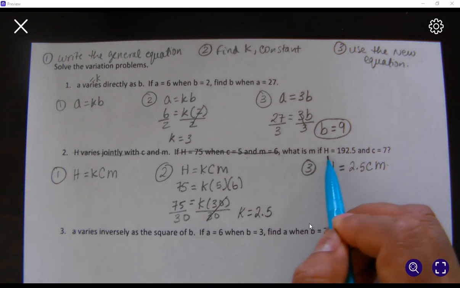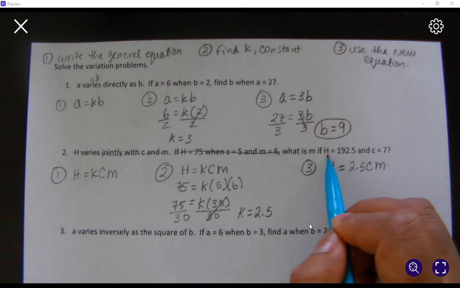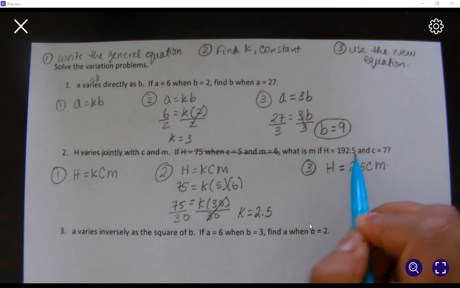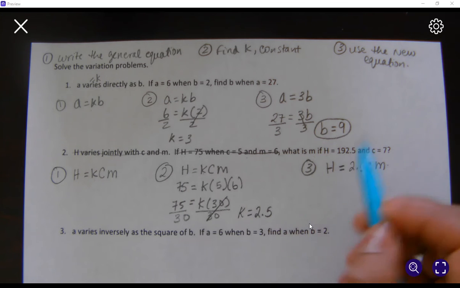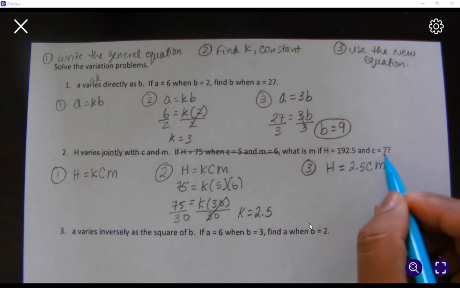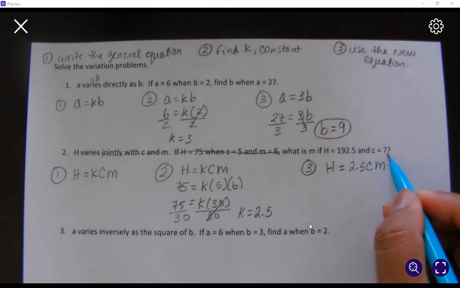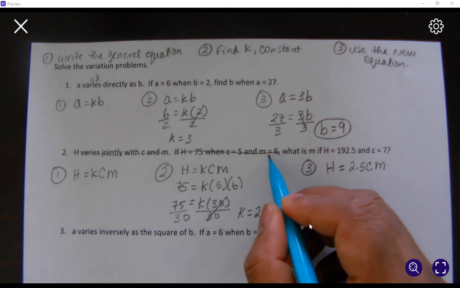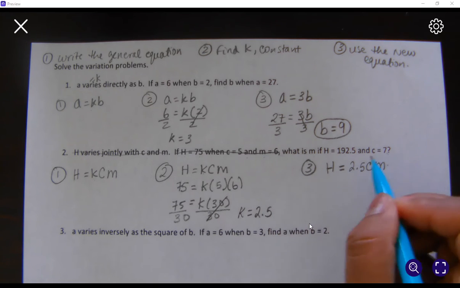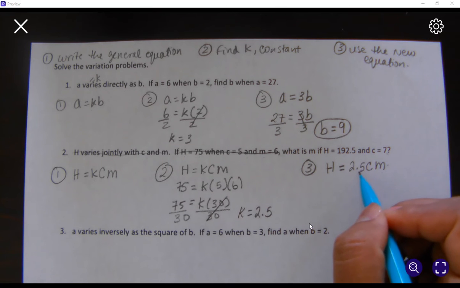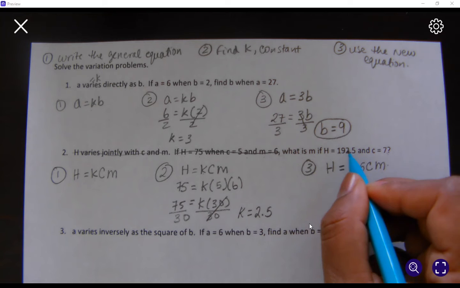It says, what is M when H changes to 192.5? See, first it was 75, and then it changed to 192.5, and C changed to 7. C was 5, and now it changed to 7. So now we have to find what M changes to, because it can no longer be 6. These variables keep changing, but my constant doesn't. That's why I have this new equation. So I'm going to plug the numbers in.